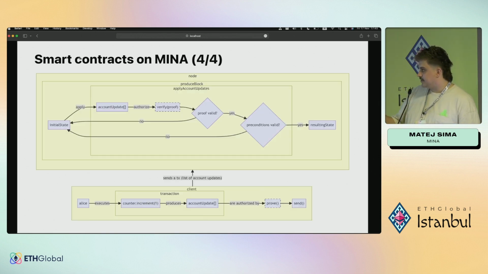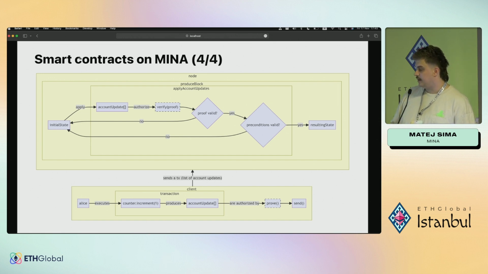This is a pretty straightforward diagram, I believe, of how the smart contract layer looks. So at the bottom you have what happens on the client, at the top you have what happens on the network or on the node. So let's start from the left. Alice executes counter.increment that gives us an array of account updates, which are authorized by proof and then sent to the network.